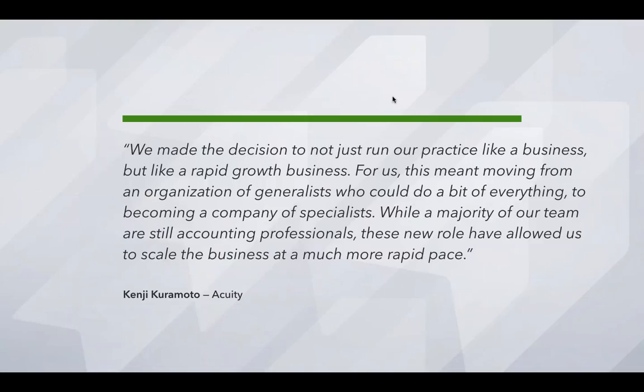So I pull up this quote from Kenji from Acuity, who, by the way, I think does an amazing job in terms of their sales organization, really innovating about what they're doing and how they're doing it. So it's a really good test case. And their decision was they didn't want to run it like a business, but they wanted to run it instead like a rapid growth business. And for them, they had to go from a generalist pool to becoming a company of specialists. And so they have this pool of accounting professionals, but they want to make sure that they had roles that were assigned. Again, this is essentially that departmentalization, but of higher skilled folks within that in order to scale and have higher quality, lower risk, better repeatability, and be able to do that at a high volume at a much more rapid pace. So again, they've been living and breathing this overall.